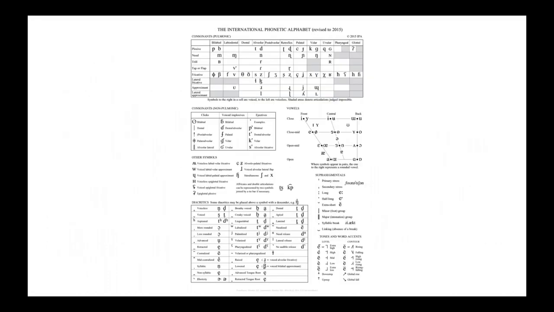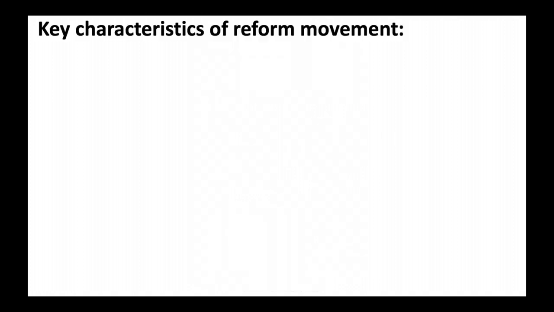And then the IPA is this one. I wonder if you are still using this, because I remember when I was still an undergrad back in the days, how many years ago? All right, we used to have these IPA diagrams that we need to work with. So what are now the key characteristics of the reform method, reform movement?